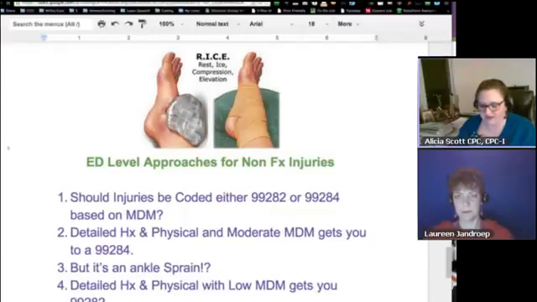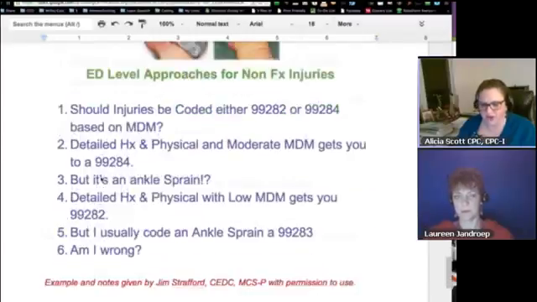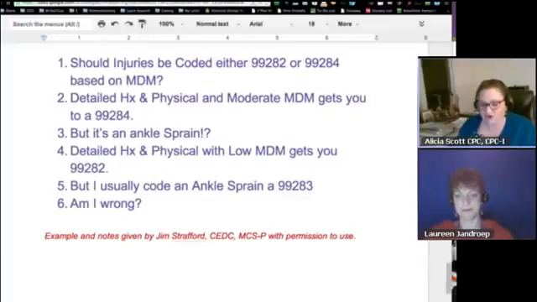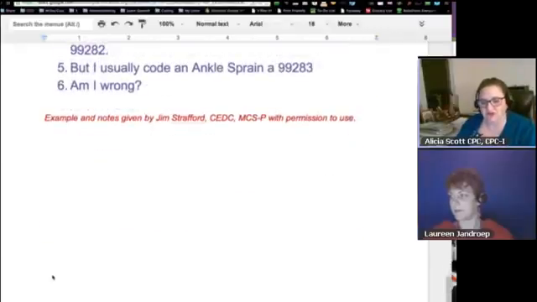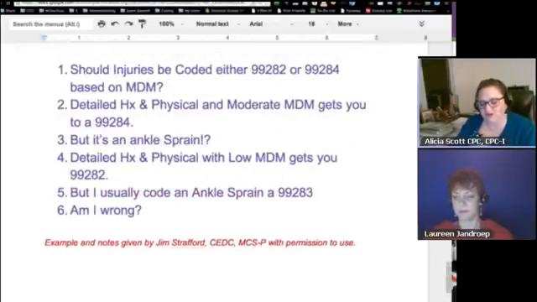Okay, and I think that's about that. I don't know if there's a fifth point. I can't remember. Oh, yeah. But I usually code it as a 99283, he said. So is he wrong? And that is one of the E&M leveling discussions and dilemmas that you came up with, where it doesn't always cover everything. The way the ER department looks at it and the way the guidelines look at it don't always mesh up. So anyway, it was fascinating. I loved it. It was probably my second favorite session, because I like ER stuff.